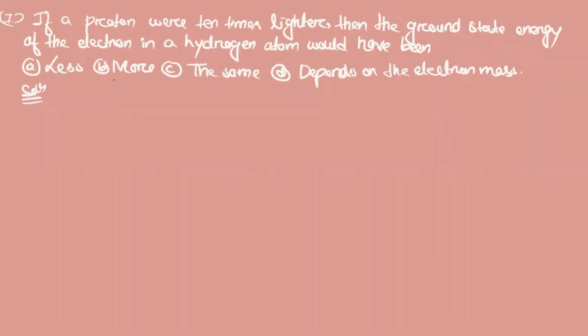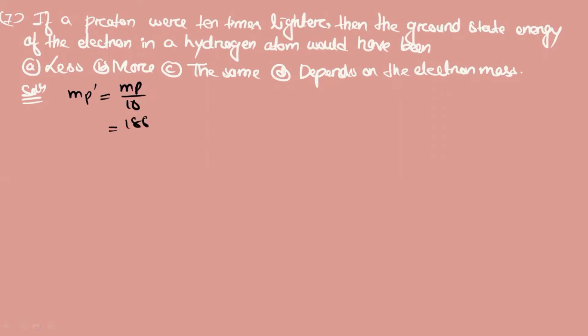So now let's say question number 7. So here it is said, if a proton were 10 times lighter, then the ground state energy of the electron in a hydrogen atom would have been what? So just now, some time before, we have done one question where the proton was what? It was heavier. Okay, this time we will do for the lighter one. So when the proton is lighter 10 times, that is m_p prime will be what? Mass of proton divided by 10.